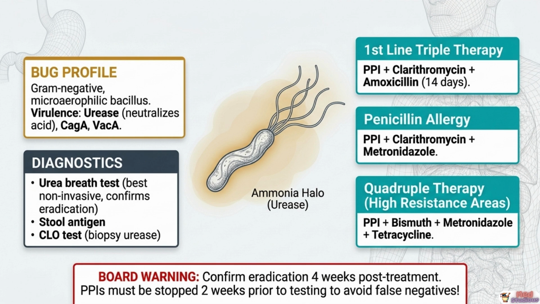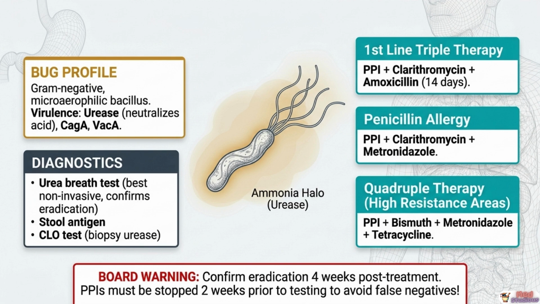For diagnosis, the urea breath test is the best non-invasive option and the test of choice to confirm eradication. Stool antigen testing and biopsy-based CLO testing are the other major tools. Treatment has gotten more nuanced as resistance has risen. First-line triple therapy is a PPI plus clarithromycin plus amoxicillin for 14 days. With penicillin allergy, swap in metronidazole for amoxicillin. In regions with high clarithromycin resistance, bismuth-based quadruple therapy, PPI, bismuth, metronidazole, and tetracycline becomes preferred.